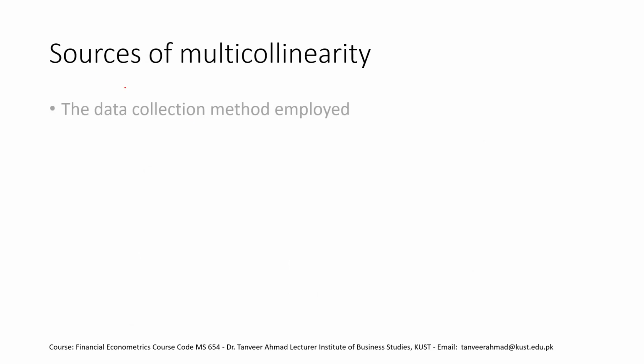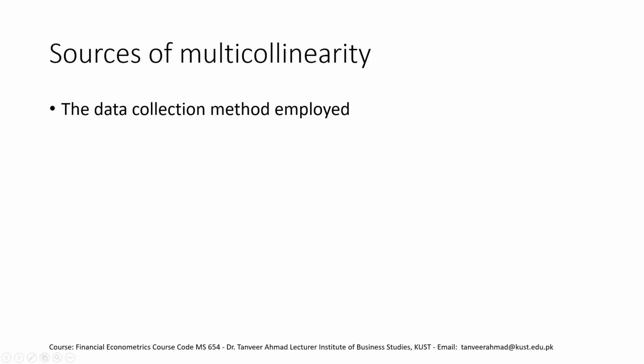So what are the sources of multicollinearity? The first source is that the data collection method employed might have some limitations. For example, if we are collecting samples over a limited range, then we might get a limited range of values, and that might cause multicollinearity.